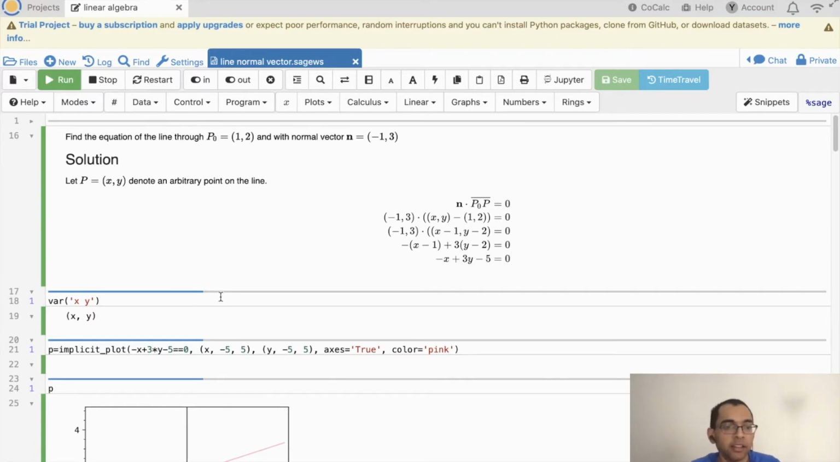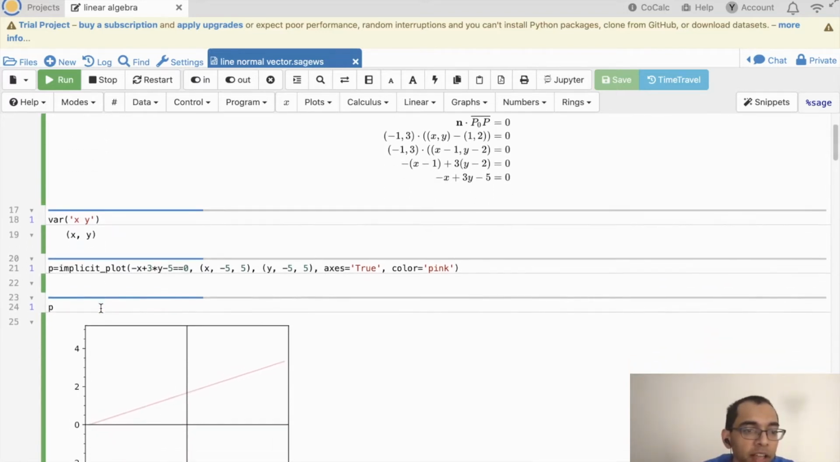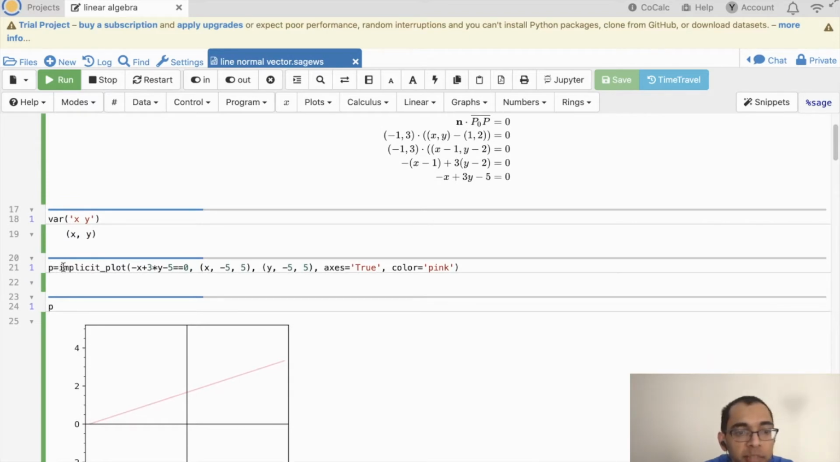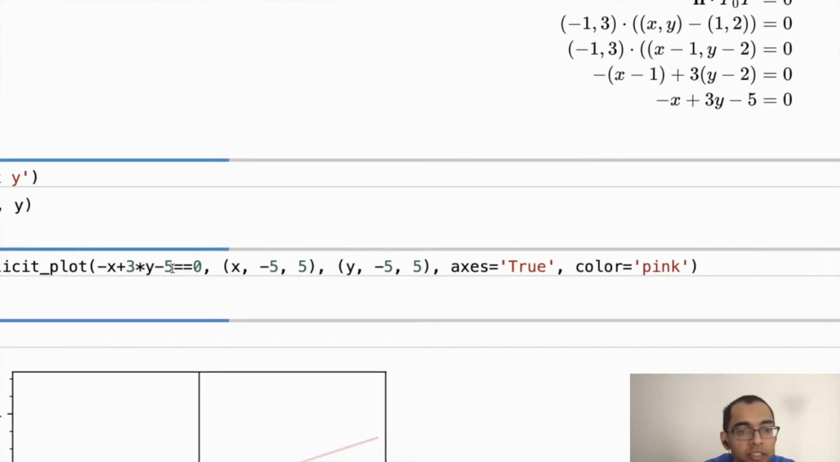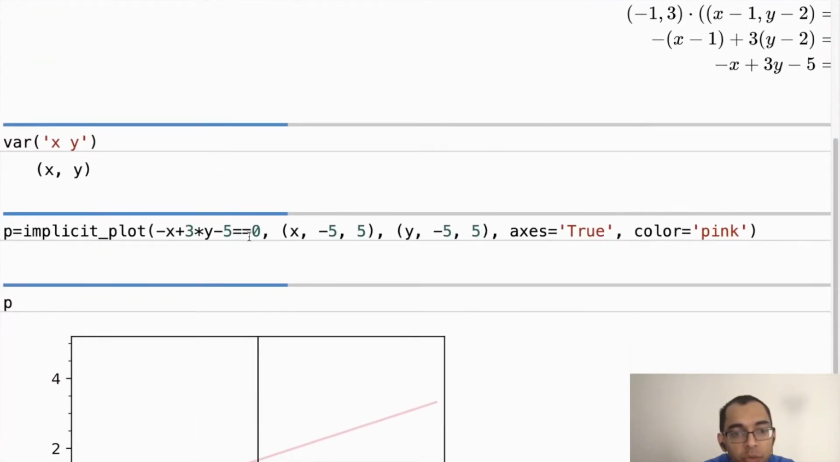So let's introduce our variables x and y. Then here's the call to the plot function, implicit plot. Here's our equation. Importantly, we want to write equals equals instead of just a single equals, because in Sage a single equals is the assignment operator. Here we want to plot not the assignment operator, but the comparison of when this function, negative x plus 3y minus 5, is equal to 0.